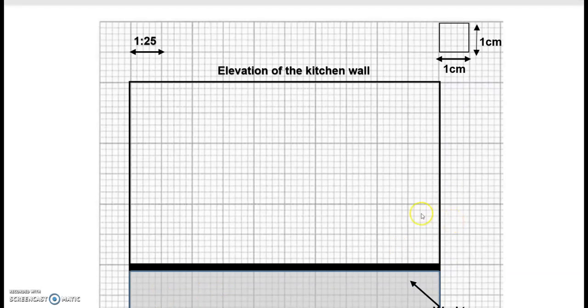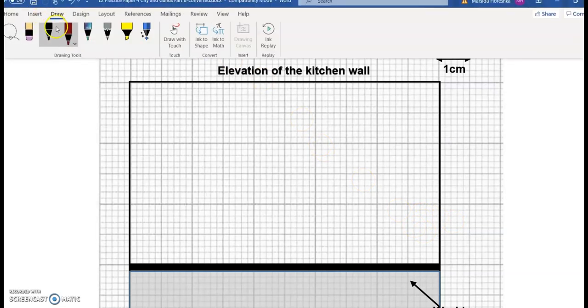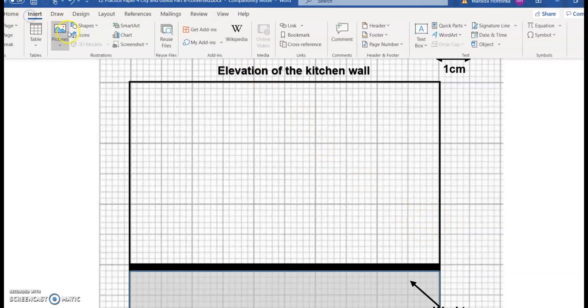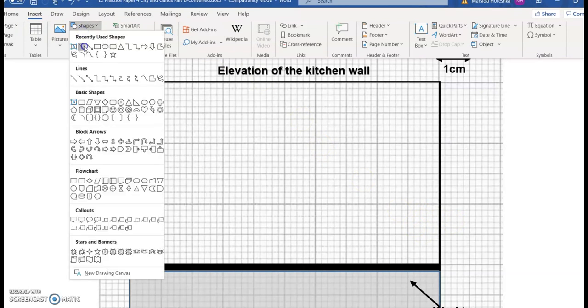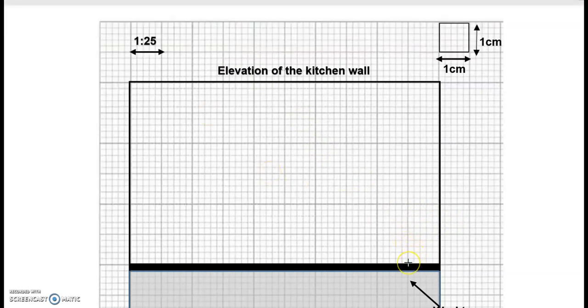So let's go back. So we'll start drawing. As we know that the gap needs to be 50 centimeters in reality, but that means 2 centimeters here in the plan. We're going to start from this point. That is the distance between the unit and the worktop.